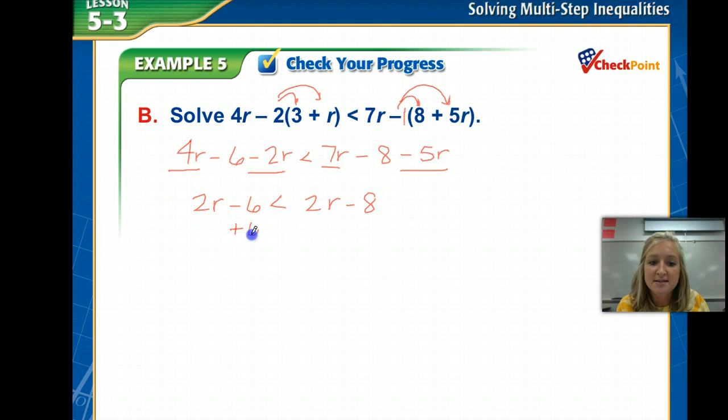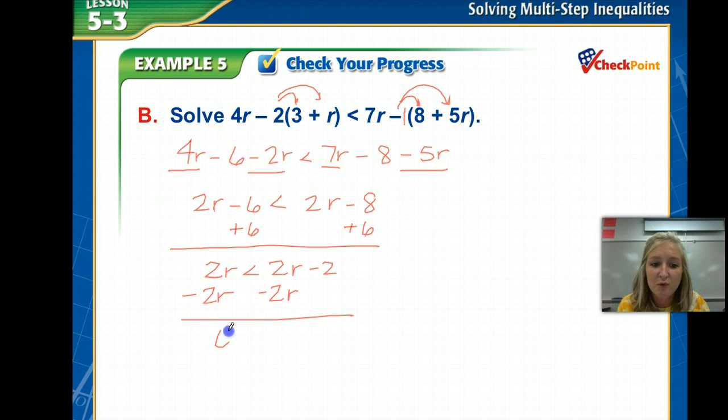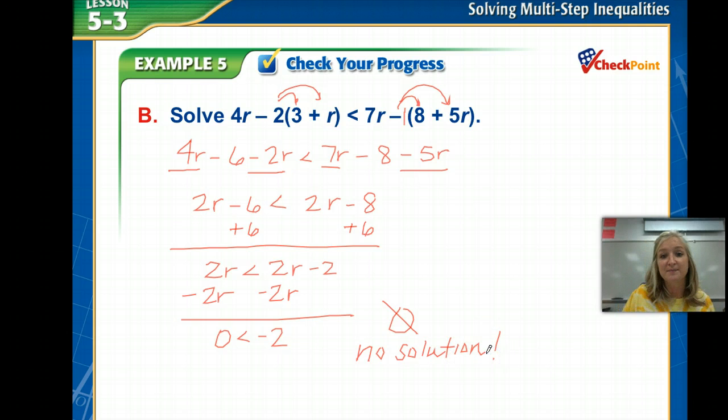All right, I will add 6 to both sides here. And I get 2r is less than 2r minus 2. And I will subtract 2r from both sides. And again, I'm left with nothing on this side. 0 is not less than negative 2, so my answer is an empty set or no solution. Hopefully you got the same answer as I did.